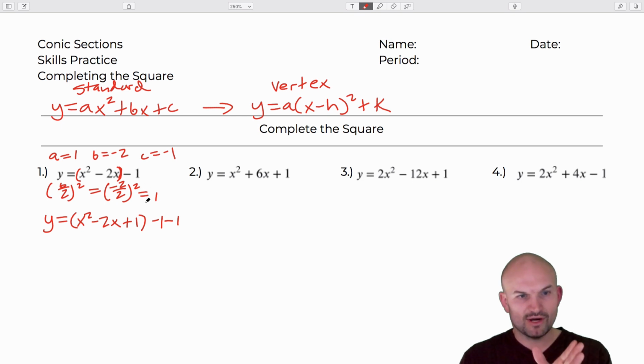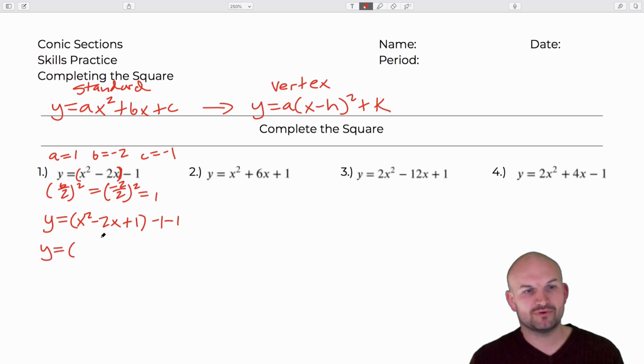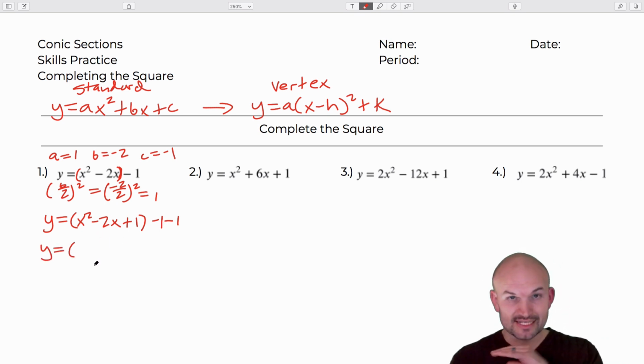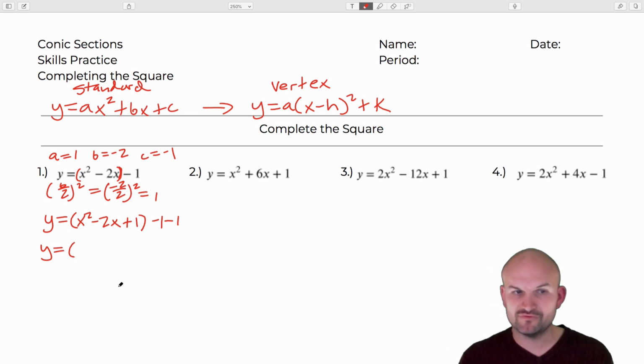So I still have this 1 from here, but then since I added 1 inside the parentheses, I have to make sure I subtract it again. And therefore, we have y equals. Now, this is another part where students have confusion. They're like, how do you write this binomial squared?